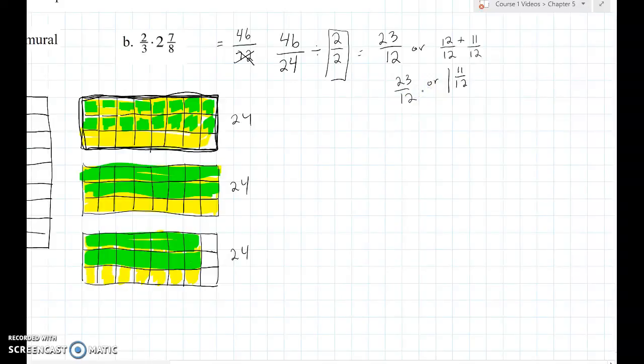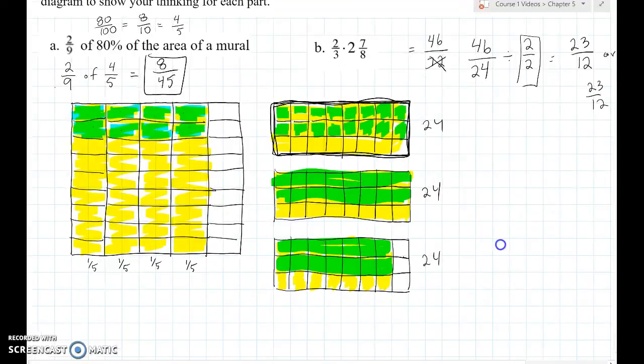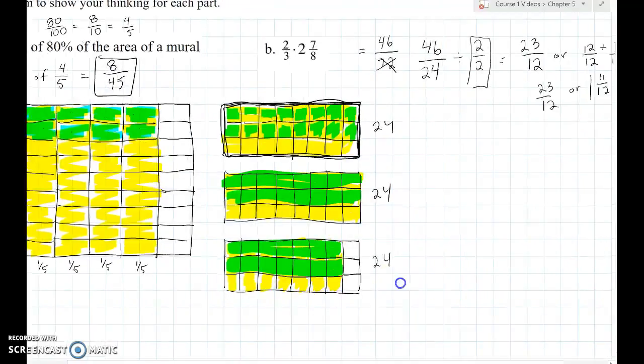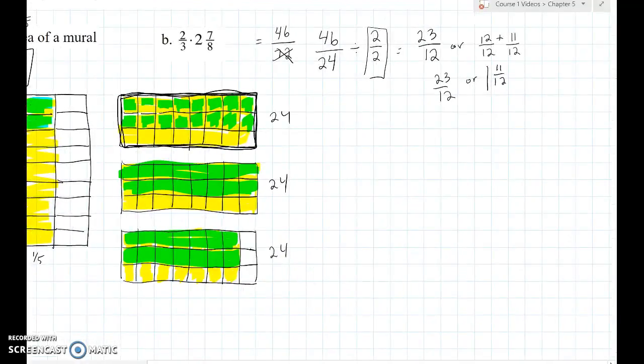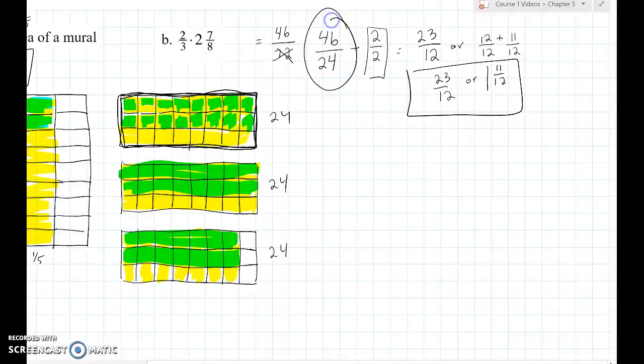All right, well, there you have it, ladies and gentlemen. That's a very tough problem. If you can do those and practice with those, you will be fine and dandy. Let me just move myself down here and go back to these original problems. So 2/9 of 80% is 8 45ths, and 2/3 of 2 7/8 ends up being 46 24ths, which simplified down to 23 twelfths, or 1 and 11 twelfths. All right, have a great day, everyone.